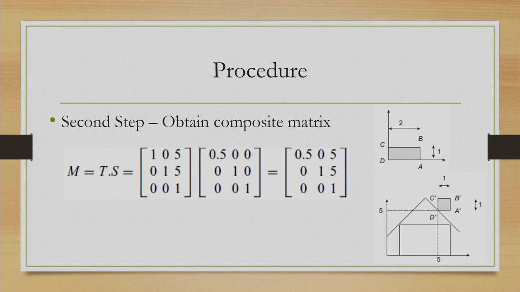So, in our case, we can form it in this way. The first transformation to be applied is scaling, followed by translation. So, the right to left rule means first S, and on its left side will be T. These two will have multiplication, as shown by these two matrices, and the result will be this matrix. So, this is our composite matrix for the particular transformation.